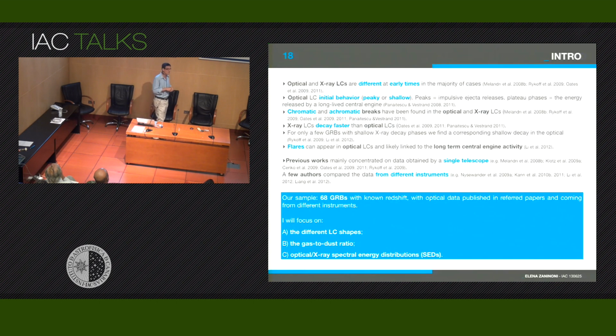Okay, these are in general some characteristics of optical light curves that were found in previous work. For example, optical and X-ray light curves are different at early times. We have different initial behaviors with peaks or plateaus. X-ray light curves decay faster in general than optical light curves, and so on. This previous work was usually mainly concentrated on data obtained by a single telescope, and only a few papers try to look at data from different instruments.